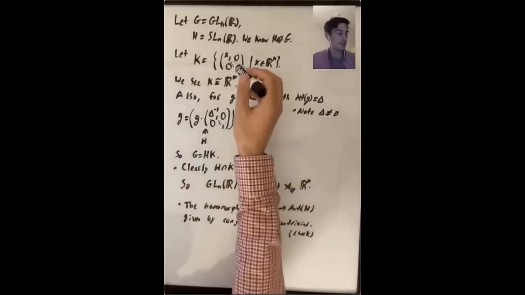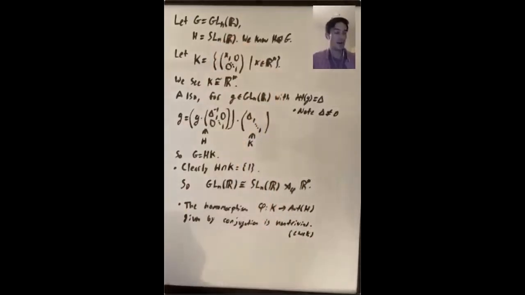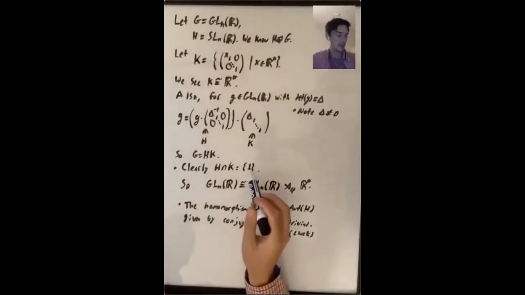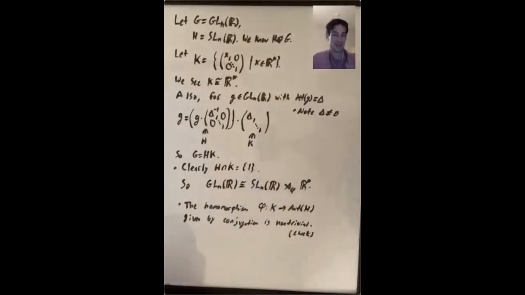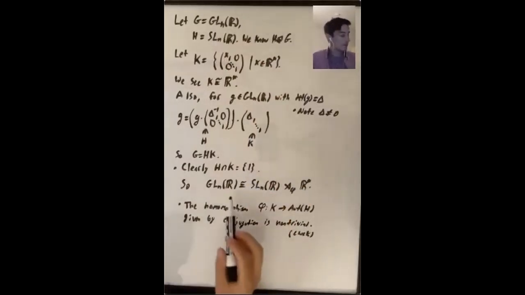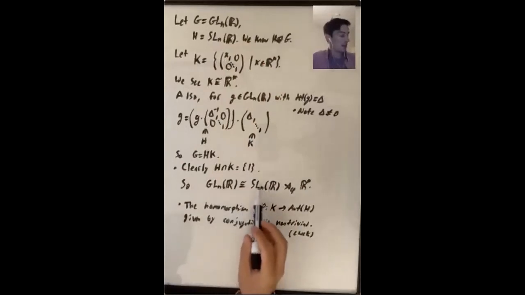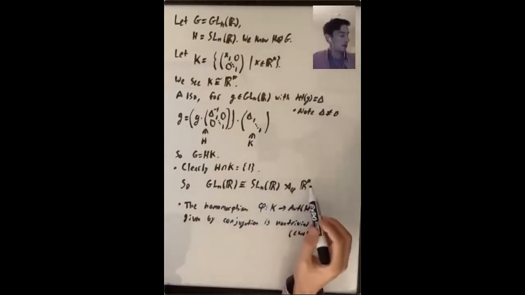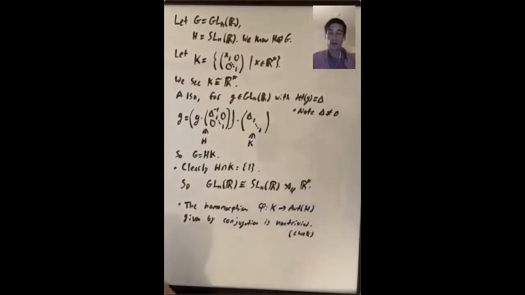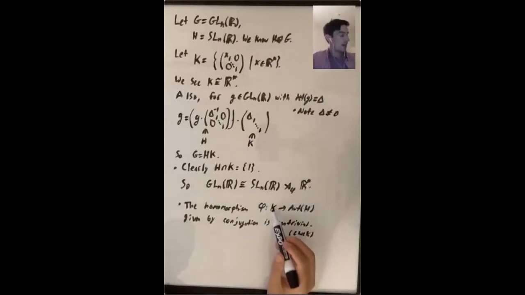Clearly, just from the definition of K, you can see that the only element in K of determinant 1 is the identity matrix. So is the n by n identity matrix. So what does this mean? GL_n(R) is isomorphic to SL_n(R) semidirect product R star, where the homomorphism phi is K acting on H by conjugation.